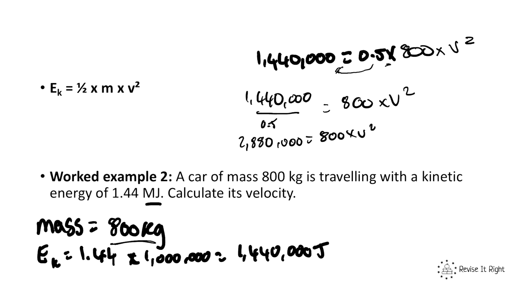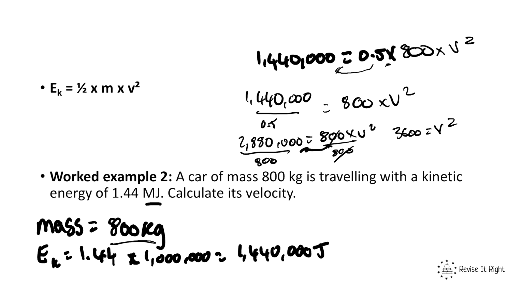Okay, so now what we're going to do is put the 800 over to this side to get it on its own. So it's a times over here, so it'll be a divide over here. So it'll be divided by 800. So they cancel each other out to get v squared on its own. So 2.88 million divided by 800. That gives us 3,600 is equal to v squared.